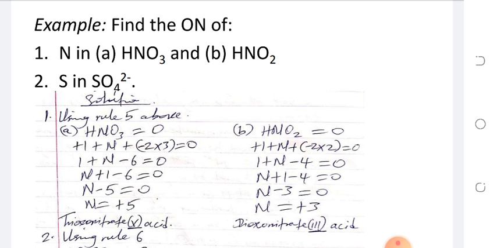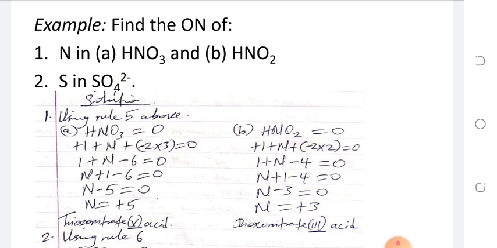Number 1, using rule number 5 above, we say that the sum of the oxidation numbers of all the atoms present in HNO3 is equal to 0, as you can see there. Therefore, hydrogen being +1, we are looking for nitrogen, and oxygen is always -2. There are 3 oxygen atoms there, so we multiply -2 by 3. We equate everything to be equal to 0. So solving the whole thing mathematically, nitrogen is equal to +5.